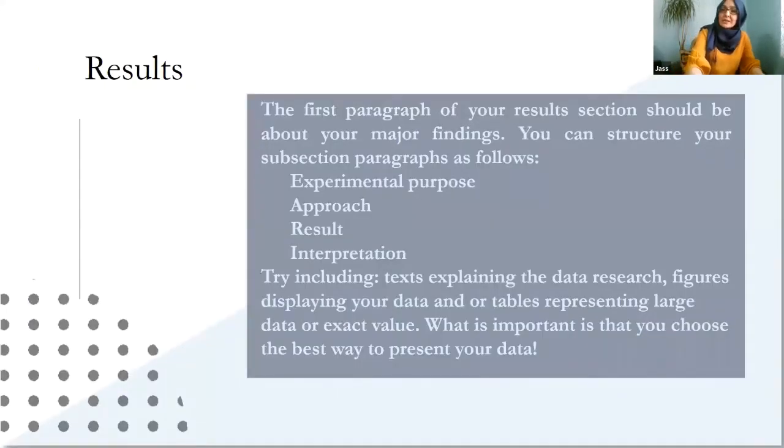Now, in the results section, what are we actually doing? We are giving the reader the information of what we have gained when carrying out this method, this research, this experiment. What have we gained? What information do we have? How can you structure these sections? You can firstly give the purpose of your experiment, why you carried it out, what your aim was, and then your approach, how you went about carrying out this purpose, and then you give the results. But the most important part is interpreting your results.